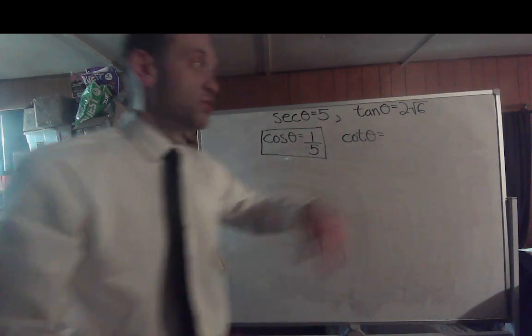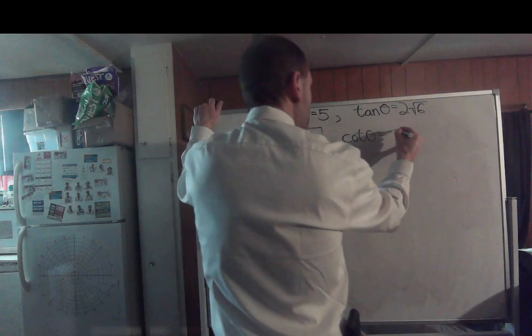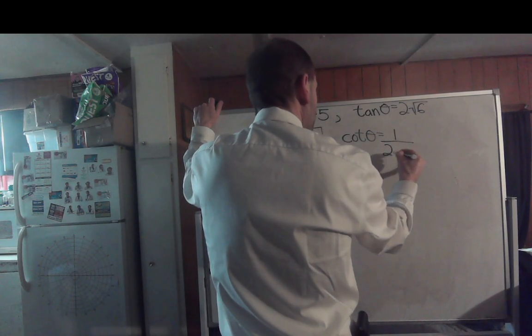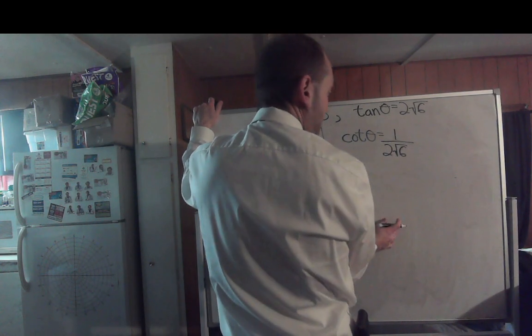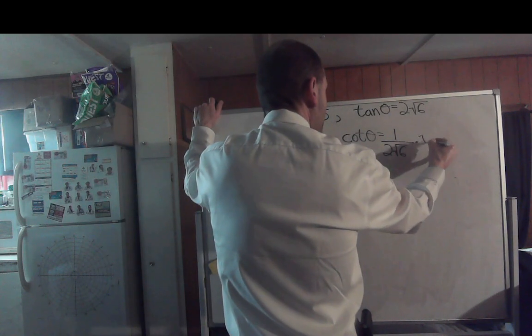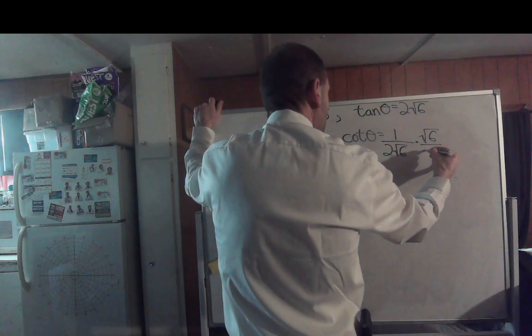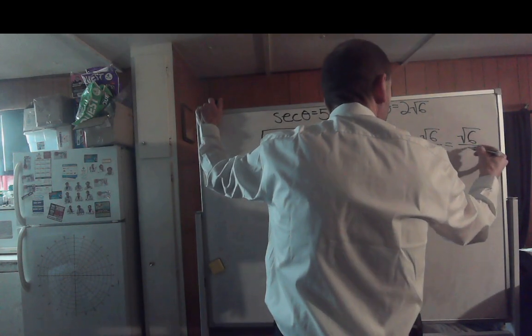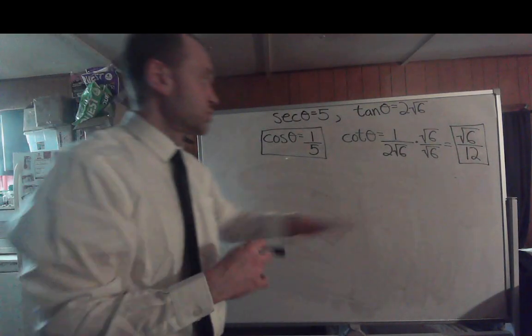We don't even have to get too complicated with it because the cotangent's just the reciprocal of the tangent. So this would be 1 divided by 2 times the square root of 6, but we have to rationalize the denominator. So what you should end up getting is the square root of 6 all over 12. That would be the cotangent of theta is going to be the square root of 6 over 12. All right.